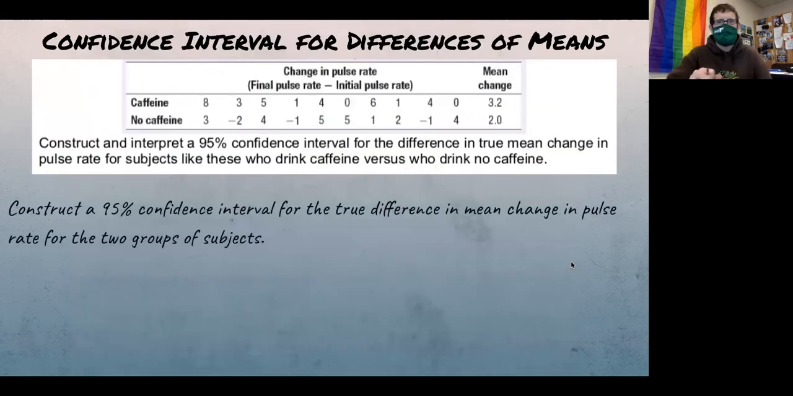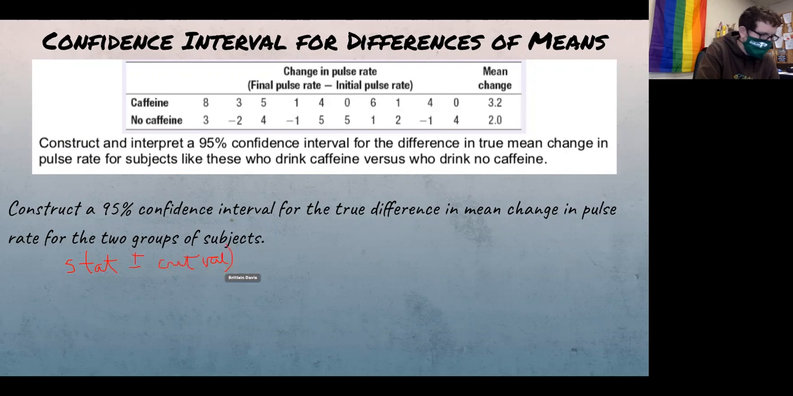So now we want to go ahead and construct the 95% confidence interval for the true difference in mean change for pulse rate in the two groups of subjects. All right. So remember, for confidence intervals in general, it's going to be the stat plus or minus your critical value times your standard error. And again, that is on your formula sheet. I know I say that a lot, but it's good to hear it again.